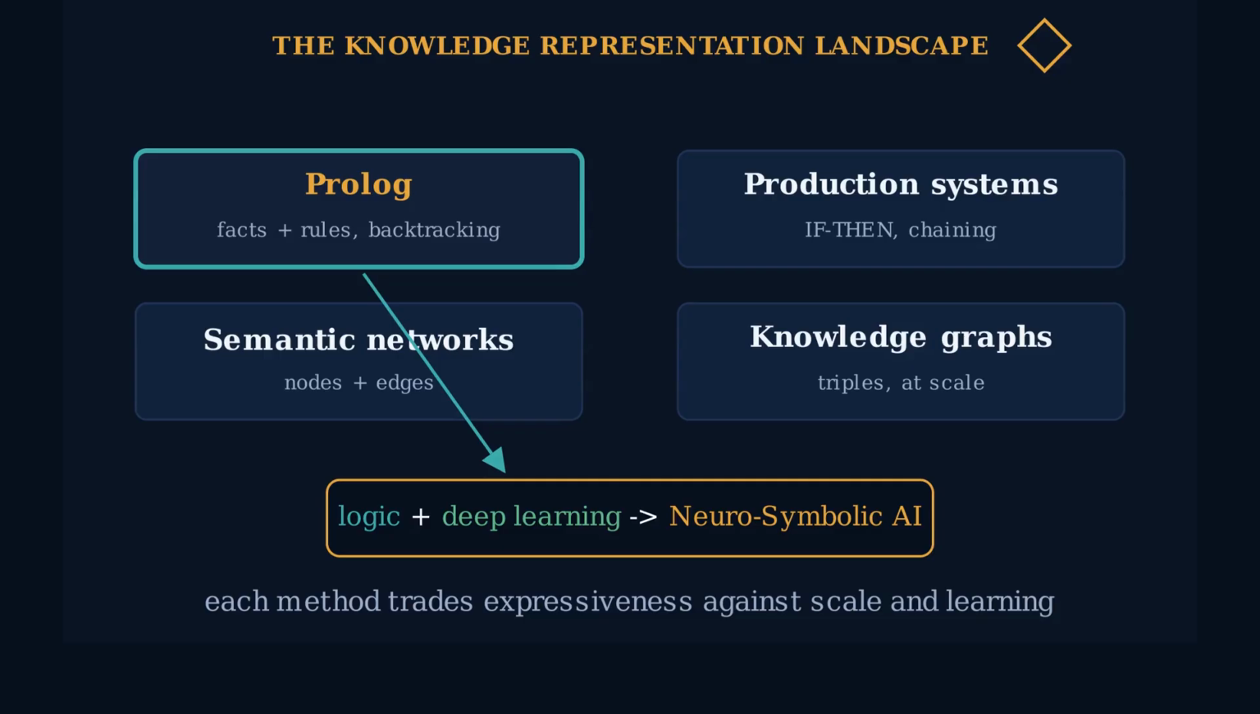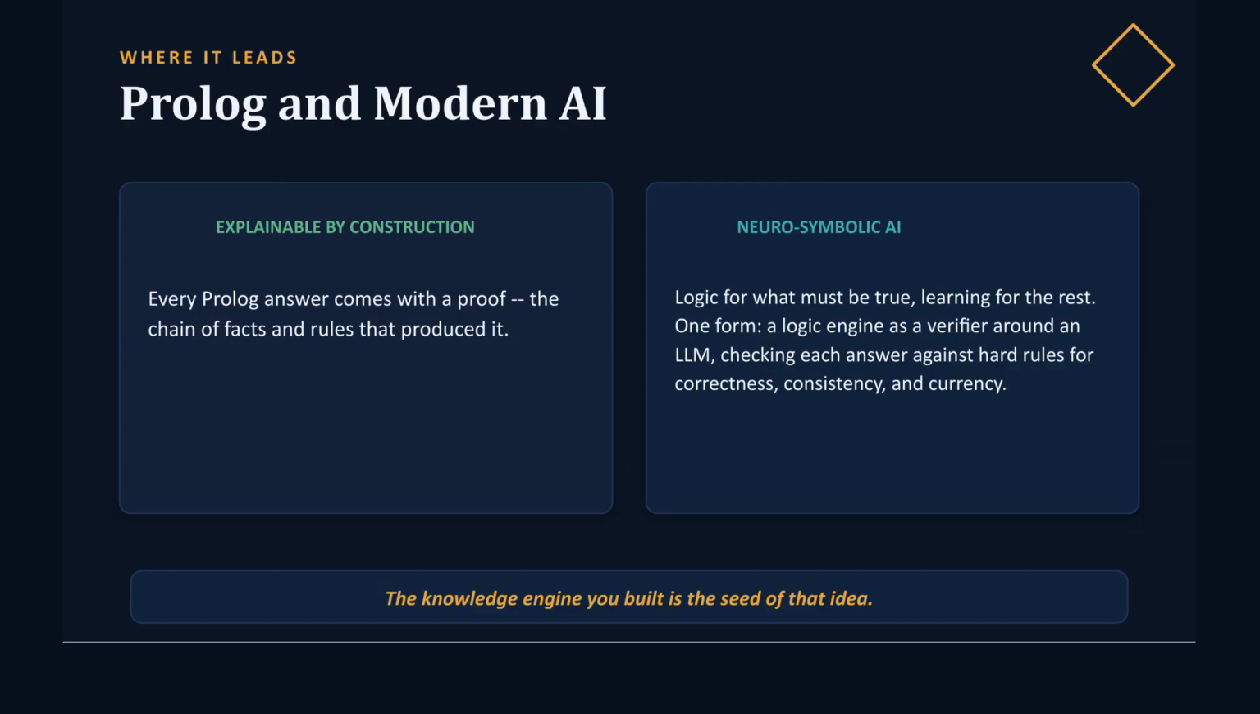It is also why Prolog struggles with uncertainty. It answers yes or no, not how likely, which is just where probabilistic and learned methods take over. Where does this lead? Prolog's great strength is that its reasoning is explainable: every answer comes with a proof.